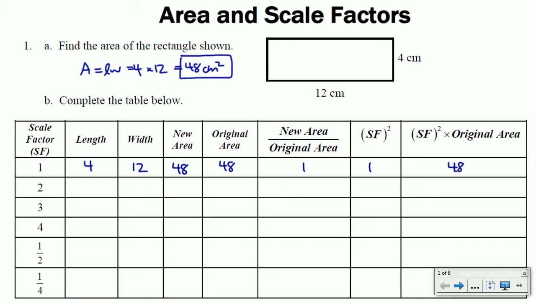If we have a scale factor of 2, the length becomes 8. The width becomes 24. The new area is 8 times 24, which is 192. The original area is still 48. If we do the new area divided by the original area, we do 192 divided by 48, and new divided by original gives us 4. In order to determine the square of the scale factor, we do 2 times itself, which is 4. And if we do scale factor squared times the original area, which is 48, we do 4 times 48, and we get a result of 192.